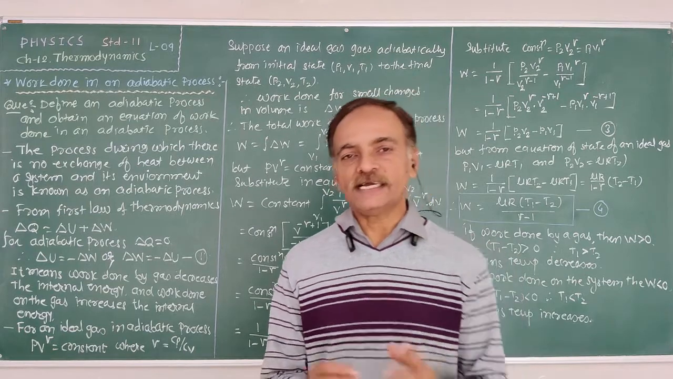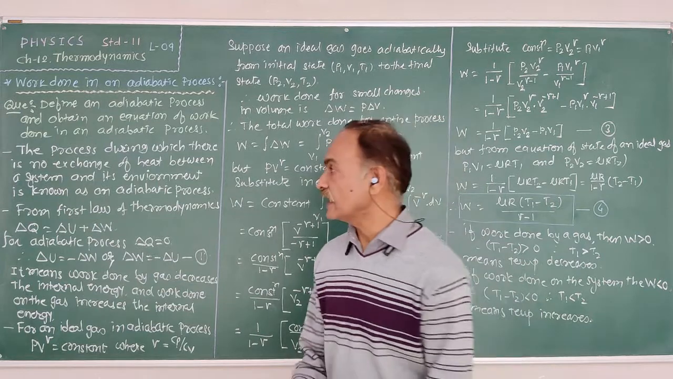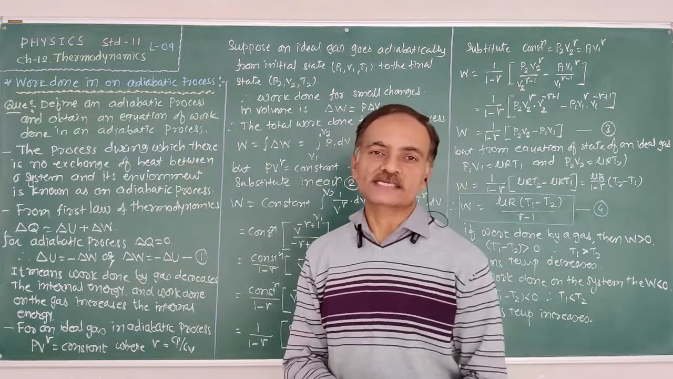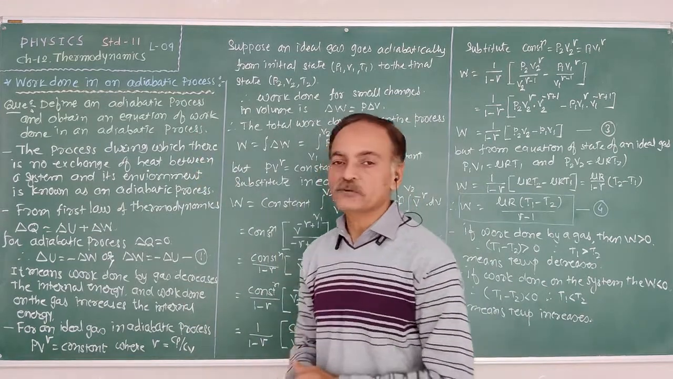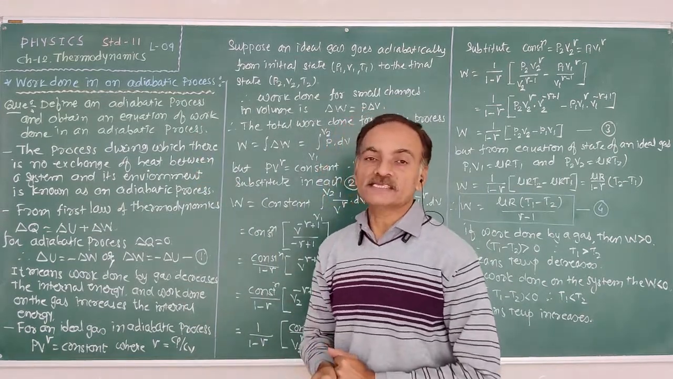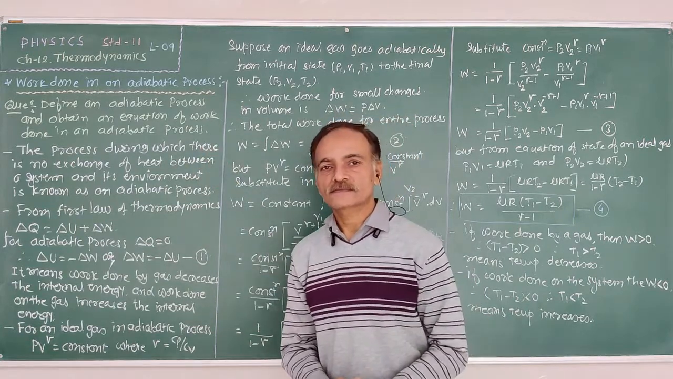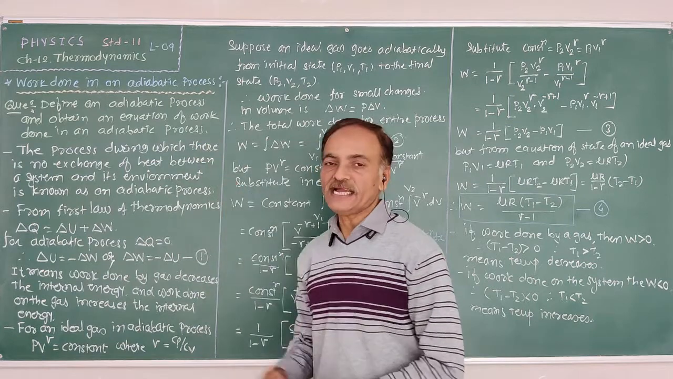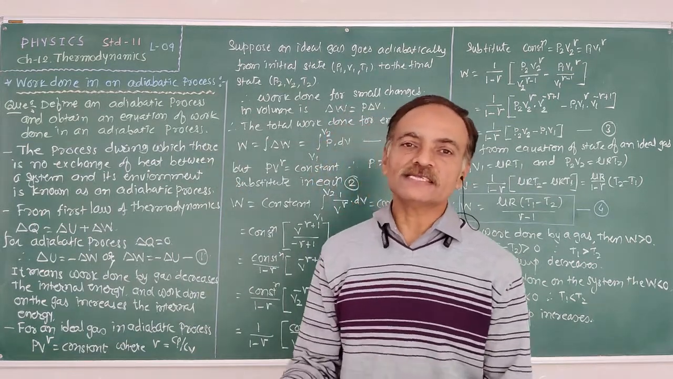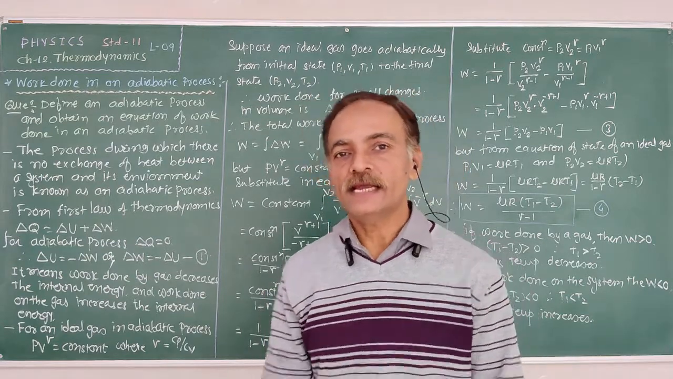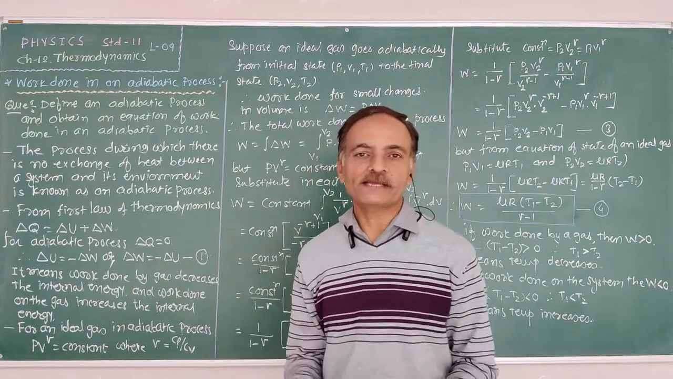Right? After that, discussion of the isothermal process. The same equation of the work done we derive for adiabatic process. So the question is: define an adiabatic process and obtain an equation of the work done in an adiabatic process. Now first, what is the adiabatic process?